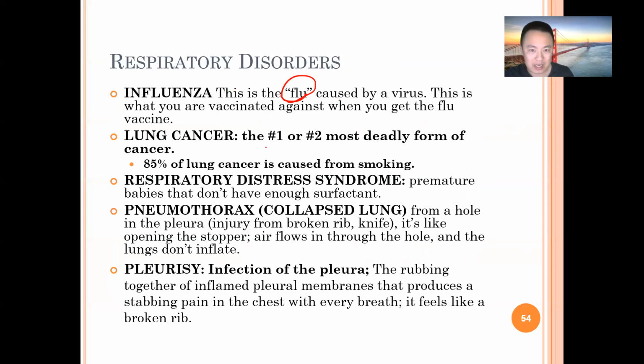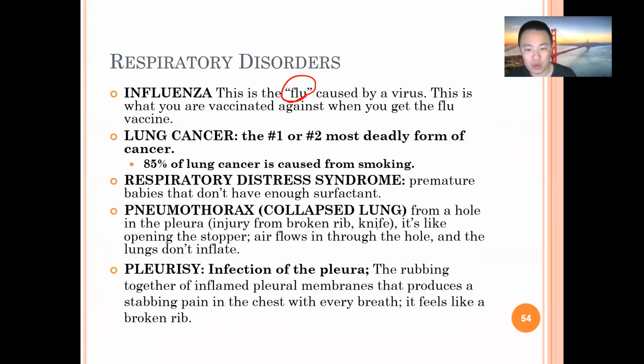Lung cancer here is the number 1 or number 2 most deadly form of cancer. 85% of lung cancer is caused from smoking. Respiratory distress syndrome here, where premature babies don't get enough surfactant, and that can lead to the alveoli closing shut permanently.